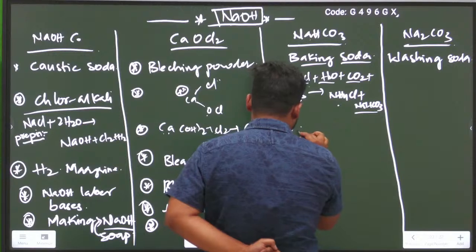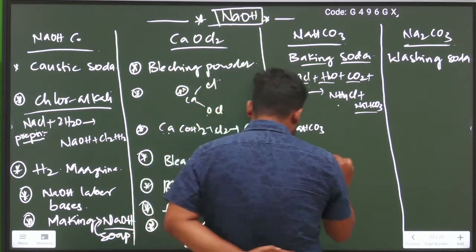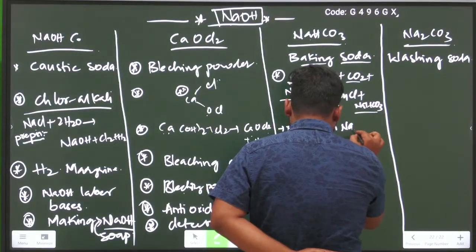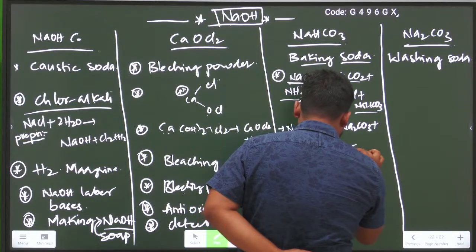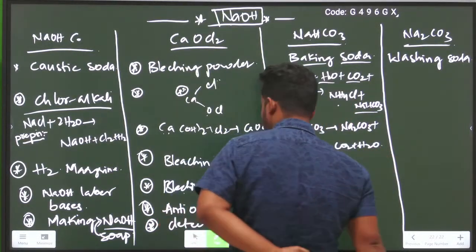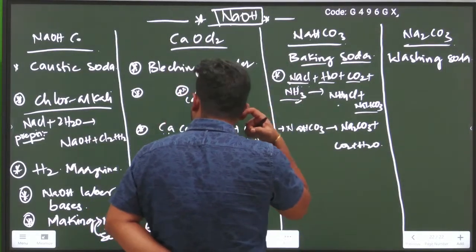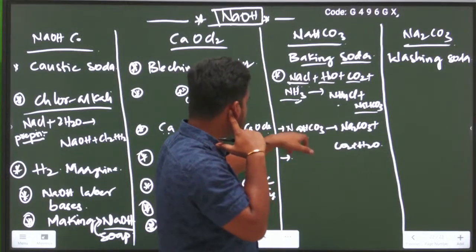So if you heat NaHCO3, yes or no? On heating this NaHCO3 you are going to get Na2CO3 plus CO2 plus water. So what are its uses? So you can say NaHCO3, what is this? Baking soda.